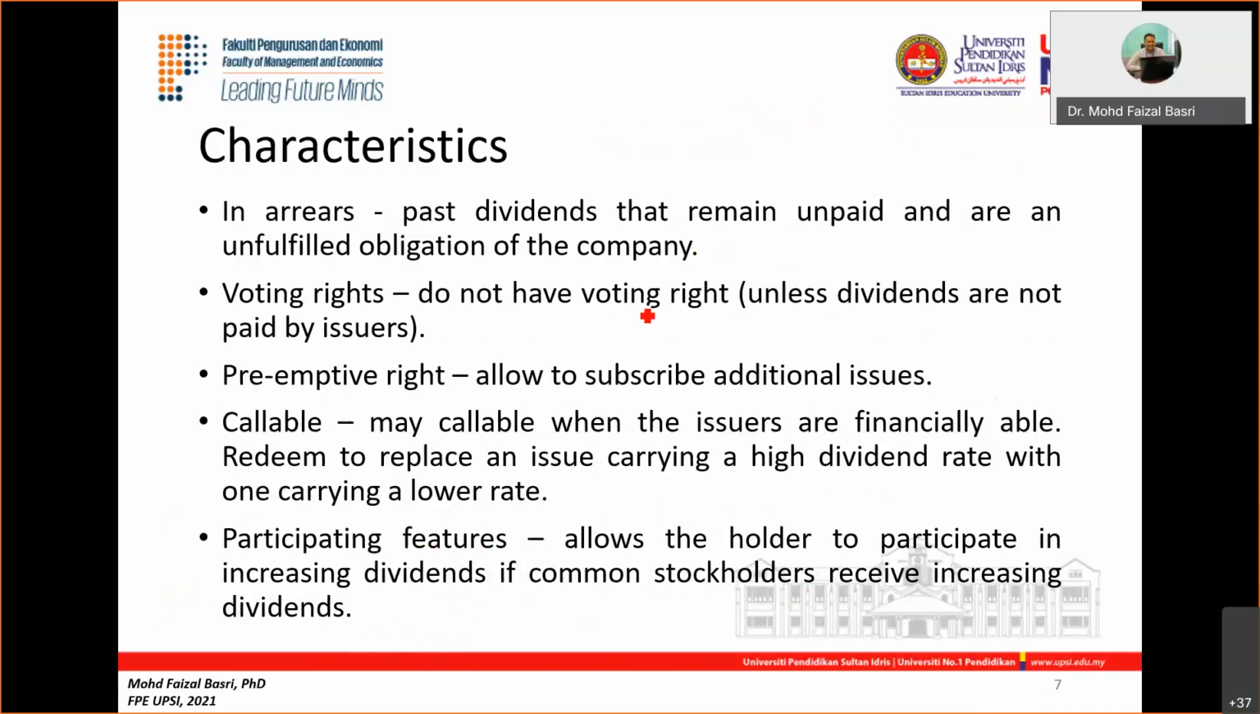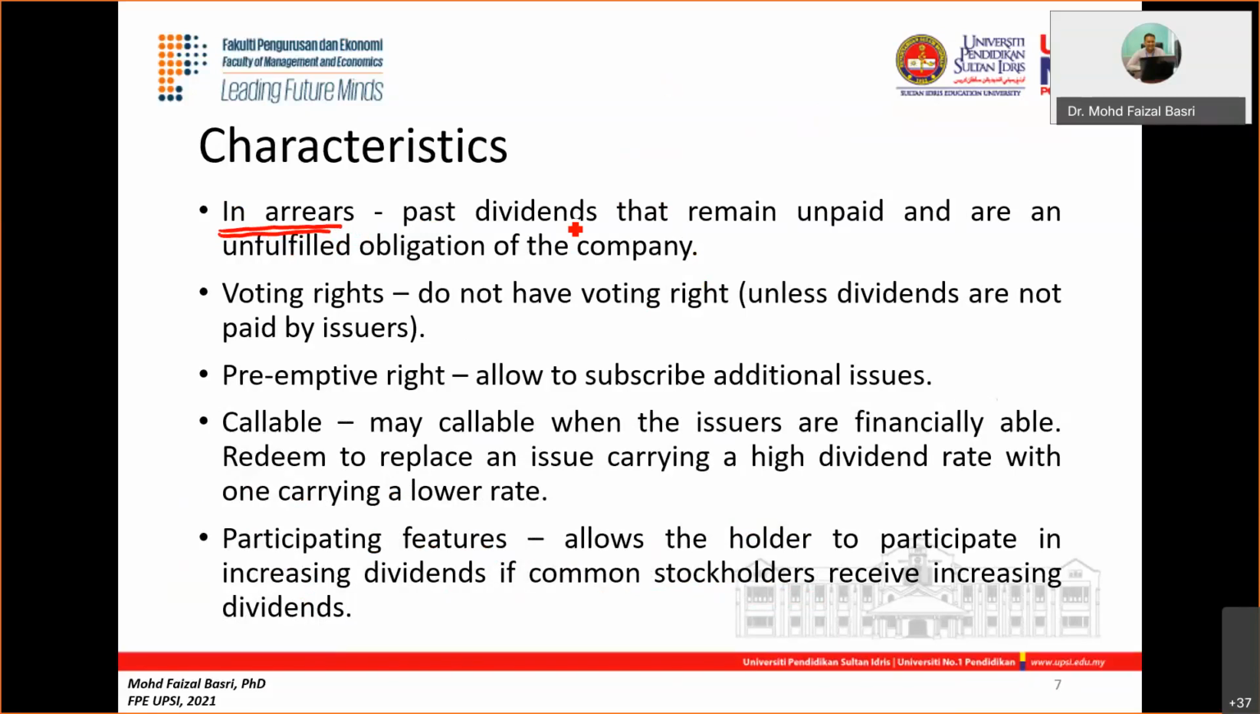Any unpaid dividends is called in arrears. This is a common term used for any unpaid amount. It can be in terms of loans as well. So if you take a loan in the future, if you have a number of months in arrears, it indicates that those are your unpaid installments.